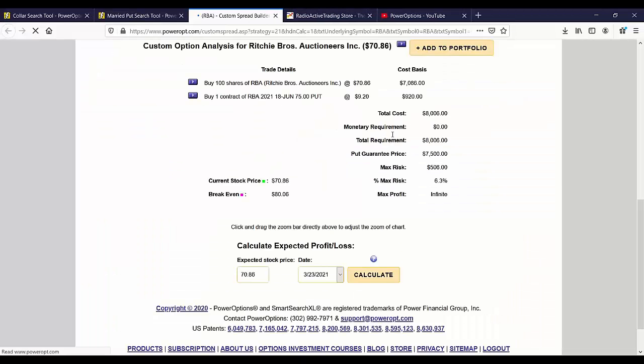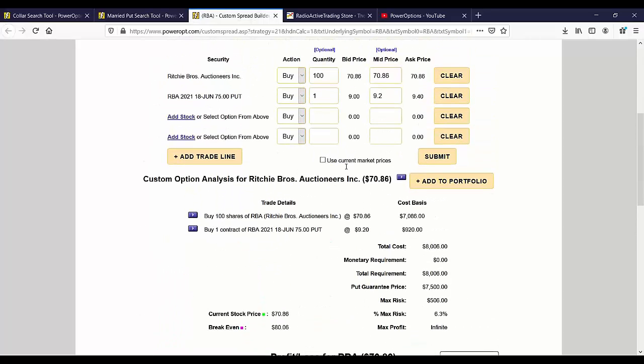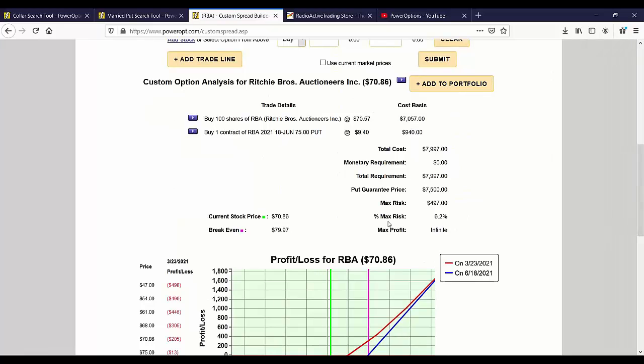Well, as a new position, let's just take a look. This is really, really close. The put price was actually 940, and the stock price was at 70.58, 70.57. My apologies. 70.57 was the stock purchase price. 940 was the put. Okay, it's about a 6.2% risk on the position.